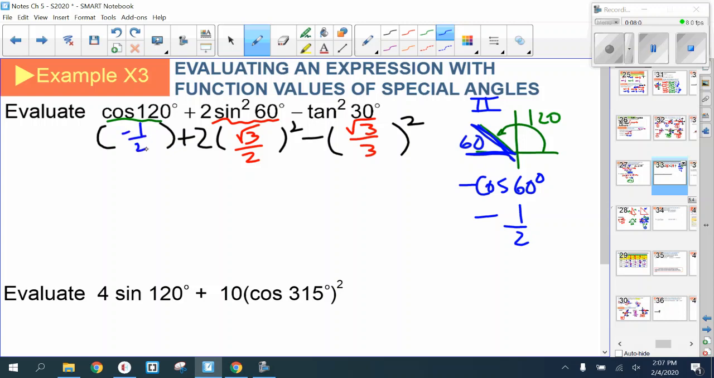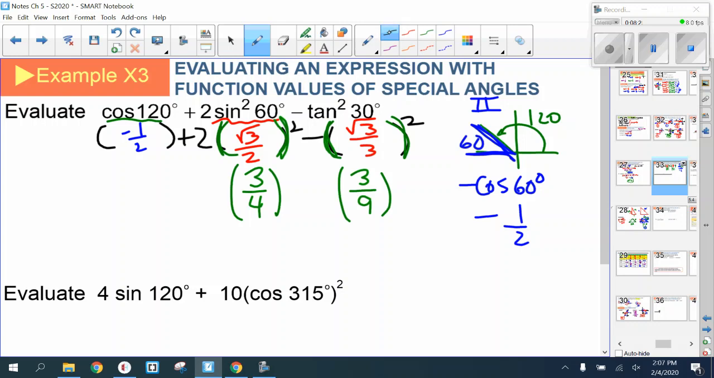Okay, so now all we've got is order of operations. I'm going to square this. Square root of 3 squared is 3, and 2 squared is 4, so I've got this fraction. And likewise over here, square root of 3 squared is 3, and 3 squared is 9. So look what we have: negative 1/2 plus 2 times that minus that. It's just algebra here.